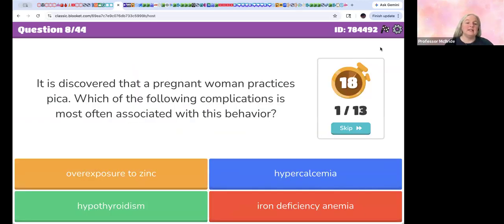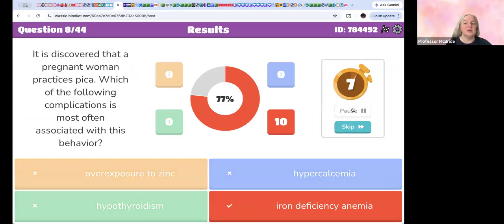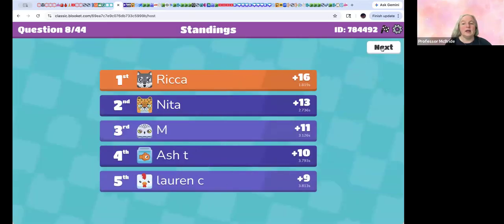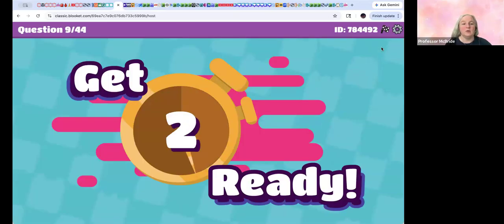It's discovered that a pregnant woman practices pica. Which of the following complications is most often observed with this behavior? So pica is when they eat dirt, chalk, clay, freezer frost, things like that, which is a sign of iron deficiency anemia. So we talked about education related to preventing constipation, and how to take your iron with vitamin C, but not with dairy products, coffee, or tea.